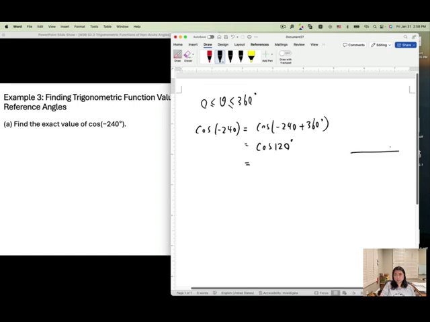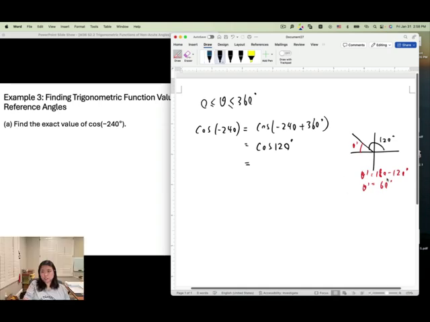Okay, and then 120 degree will be in quadrant 2. So we're going to find the reference angle. The reference angle will be equal to 180 minus 120, which will be equal to 60 degree. Okay, after that, we know the reference angle is equal to 60 degree.